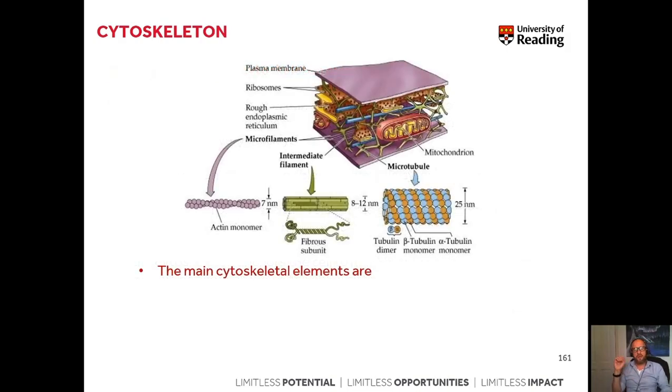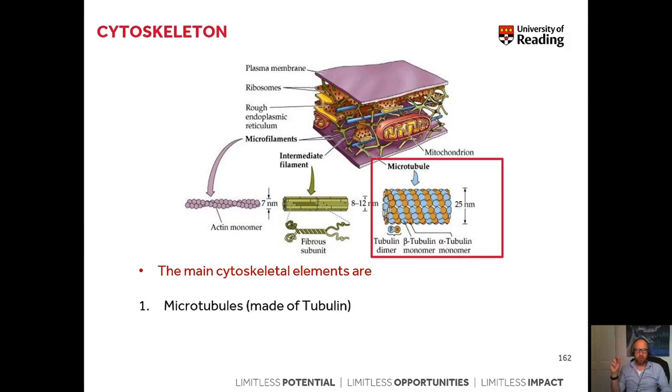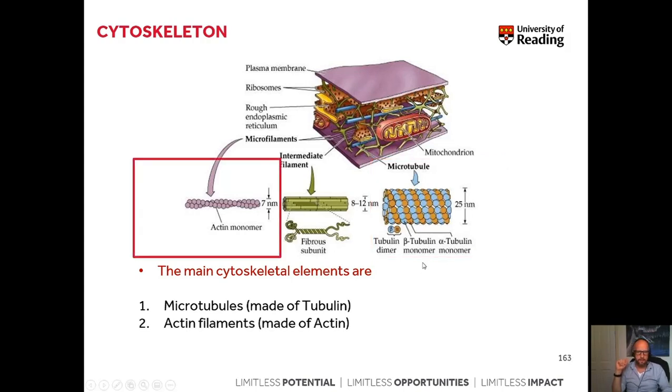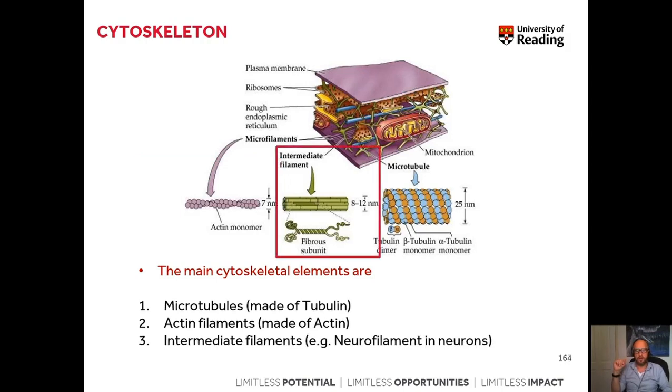The main cytoskeletal elements are the microtubules, and they are made of two different forms of tubulin, the so-called alpha tubulin and beta tubulin. We also do have actin filaments, and actin filaments are slightly smaller than tubulin filaments that can be up to 25 nanometers large. In contrast, actin monomers are fairly small. They are in the region of 7 nanometers.